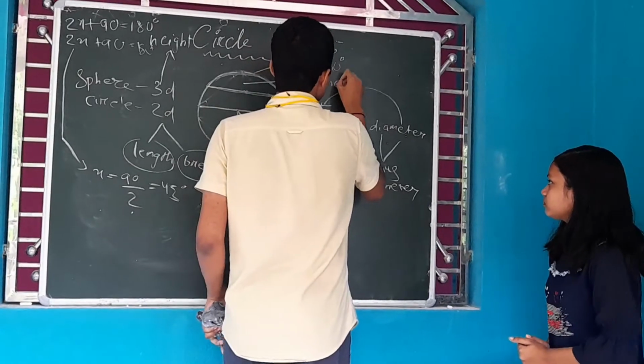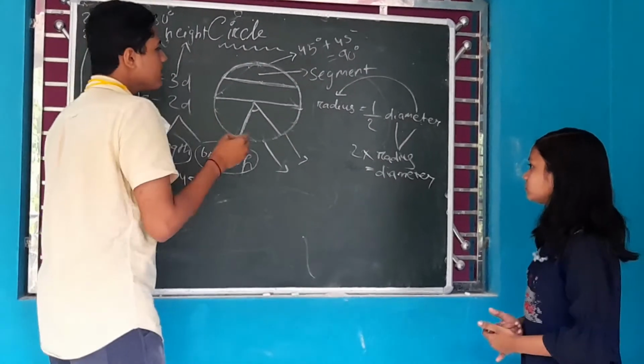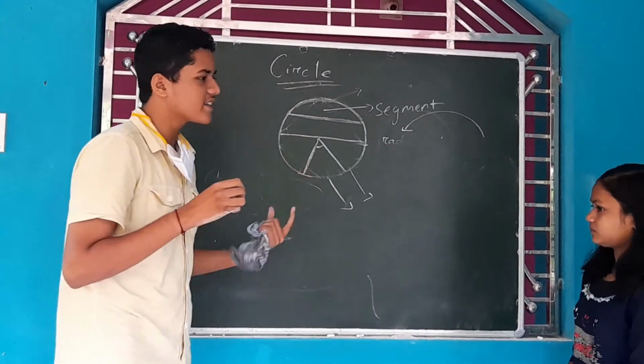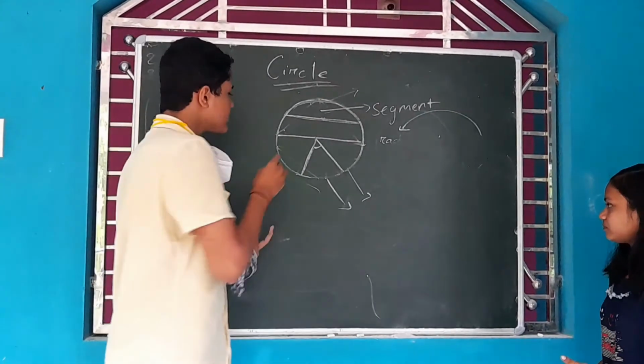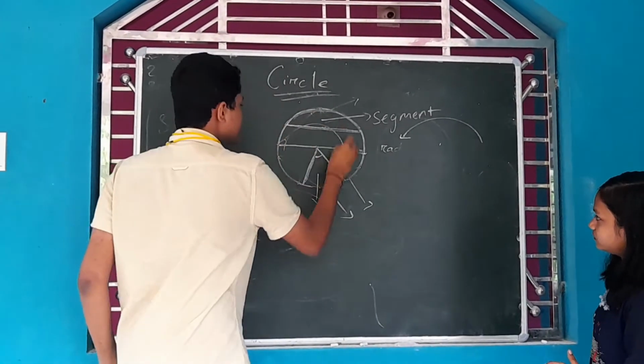Segments are of two types: major segment and minor segment. The minor segment has less area than the major segment, and that is the difference. Similarly, this is the major sector and this is the minor sector, because it has less area than the major sector.